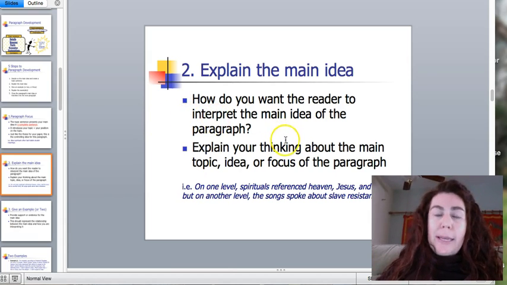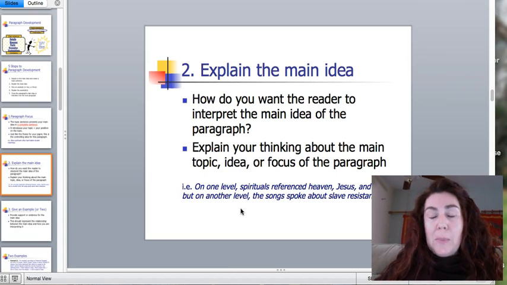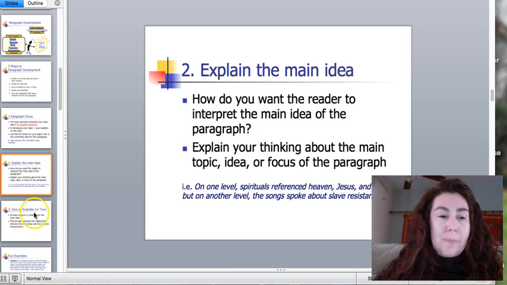So when you explain the idea, you really want to think about what you need to convey to the reader to get them to the level of understanding that you have on your topic. For example, with my paragraph, on one level, spirituals referenced heaven, Jesus, and the soul, but on another level, the song spoke about slave resistance. So there's an example of me explaining this idea that there are two different ways that you could look at the meaning of these songs.